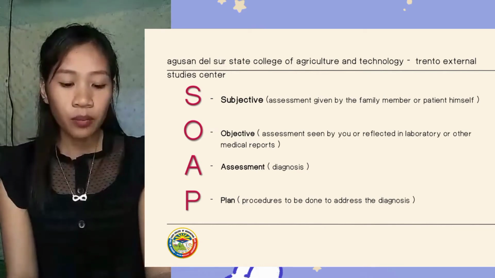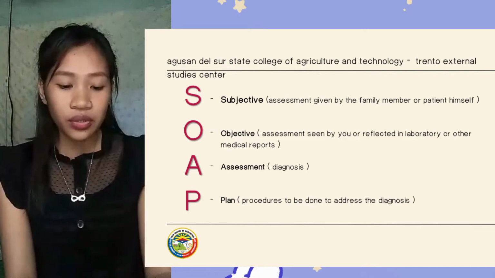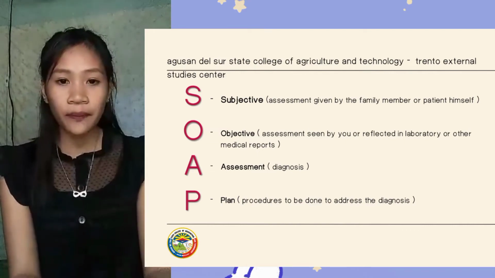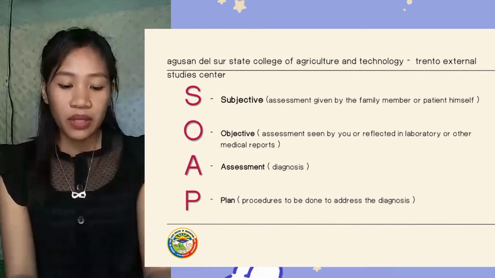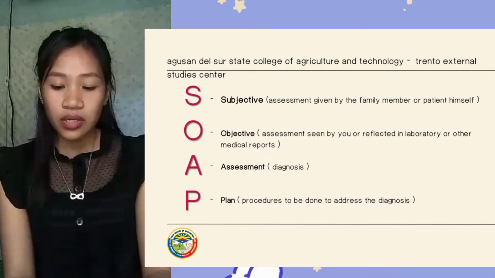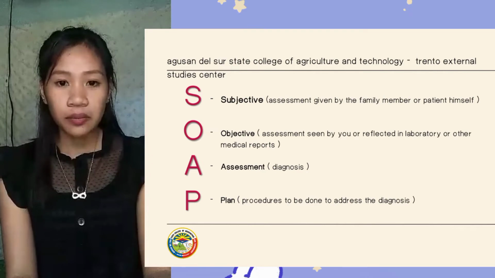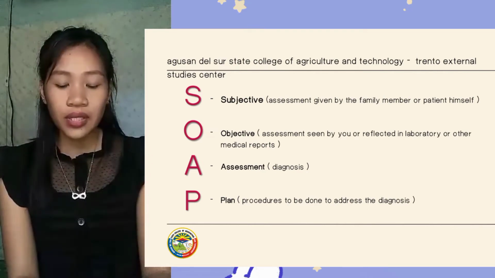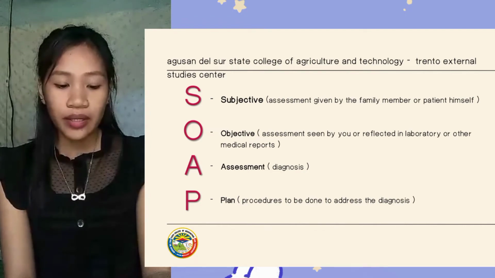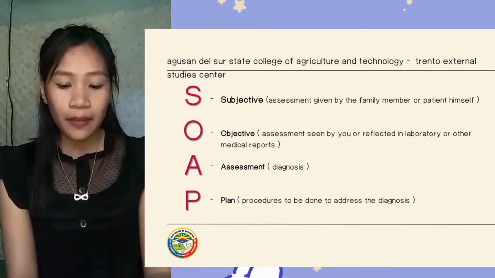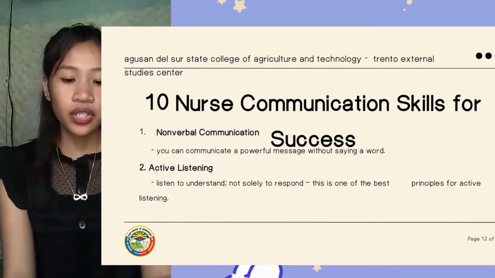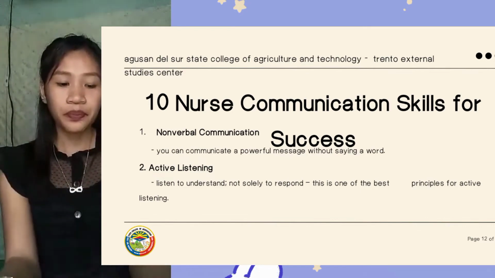For example, production increased from 60% accuracy during the last session to 70% accuracy during the session, giving visual cues for tongue replacement. P is for producer: what was done and to address the diagnosis. You can intend what to do next time, and address how the client responded. And then second is ten nurse communication skills for success.